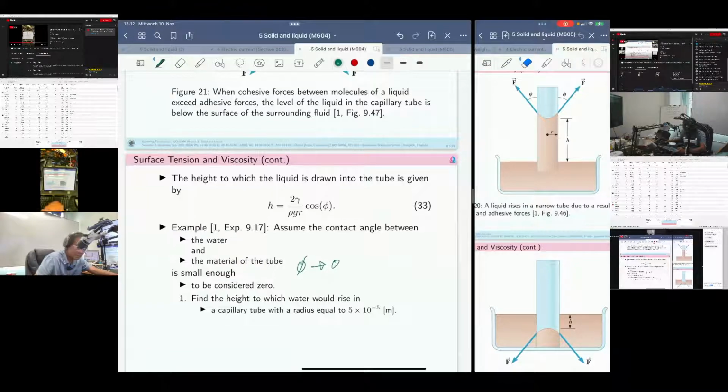When phi is 0, cosine phi tends to number 1, right? So we don't need to take care of this term at all. Find the height to which water would rise in a capillary tube with radius equal to 5 times 10 to the negative 5 meter.